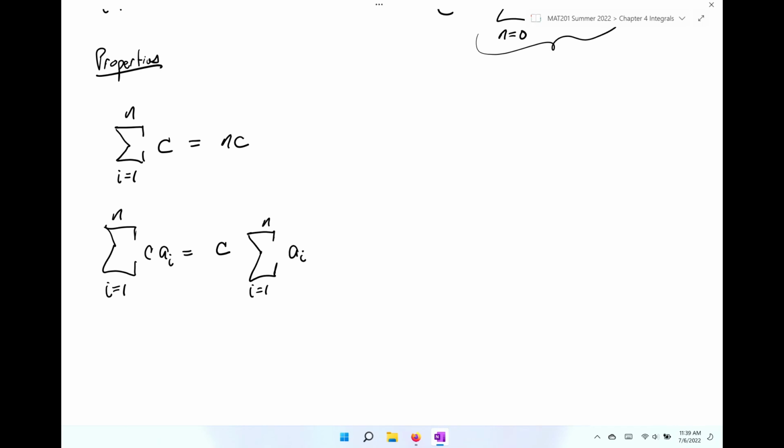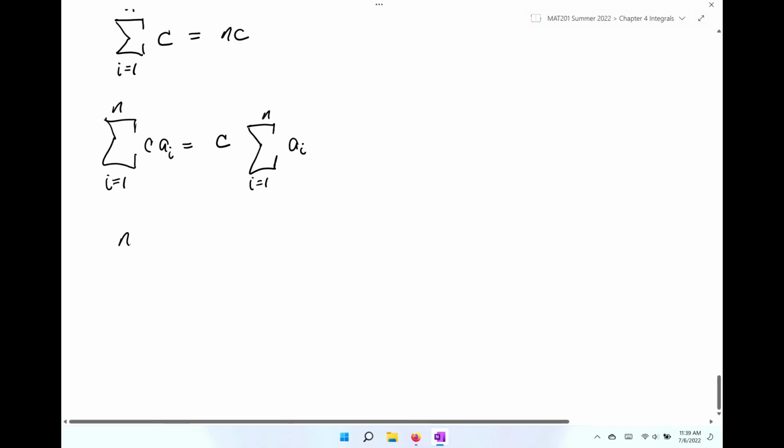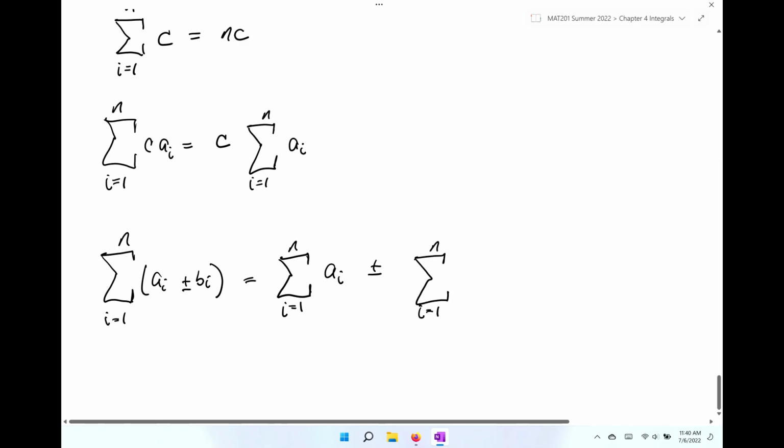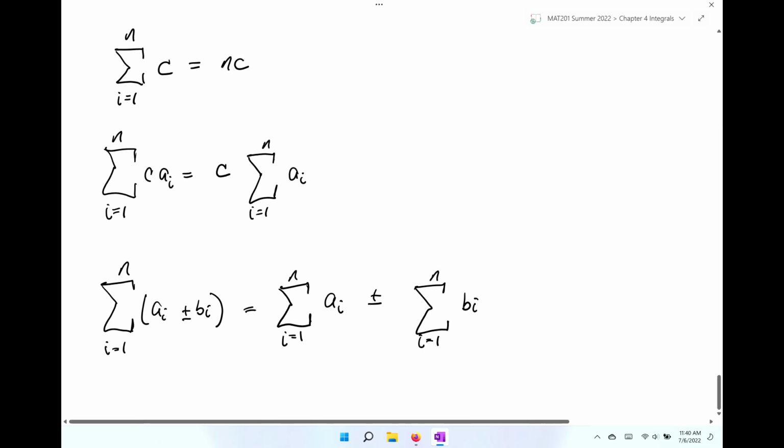Okay. There are 2 more properties. I'm going to combine them into one because they're both the same. And that is just if you have 2 different sequences being added or subtracted, you are allowed to distribute your summation symbol. All right. In your book, they have all of these listed, but they don't prove any of them. Actually, no, I'm lying to you. I think they prove like 1 or 2, but not enough for you to really get a full grasp.